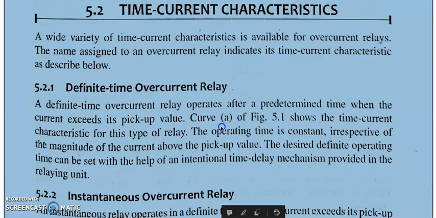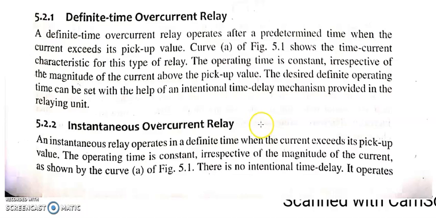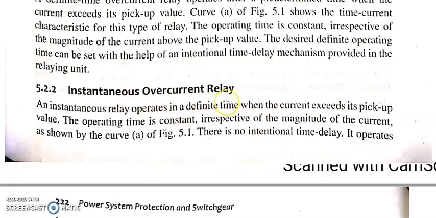Let us see the second one. Anyhow, the figure is dealt with on the next page, we shall see that. The second one is the instantaneous overcurrent relay. Here again the name itself indicates that this relay operates immediately when the current exceeds the pickup value. The pickup value, as already told, is a preset value at which your relay will start to operate. When the current exceeds the pickup value, this overcurrent relay will operate instantaneously, the very next moment.